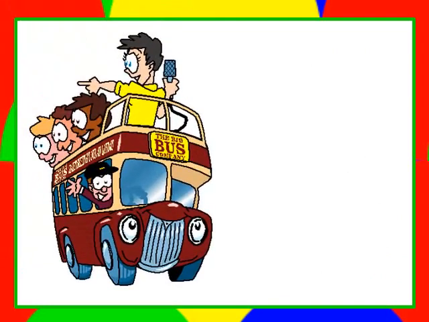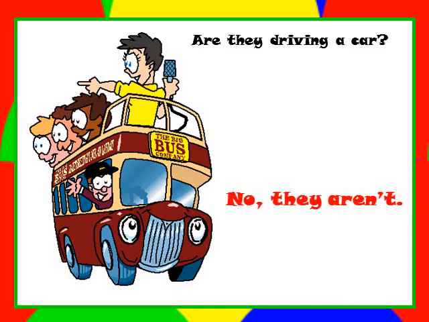So we have here a picture. It's a bus. So, are they driving a car? So we have here, of course, a question. We have the verb to be, and then the pronoun, and then the verb drive plus the ing. So what is your answer? Are they driving a car? Of course, no. They aren't.